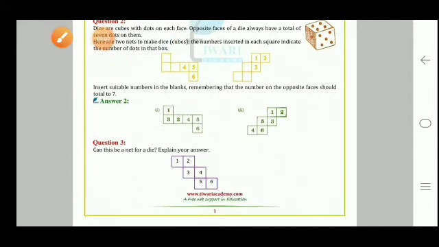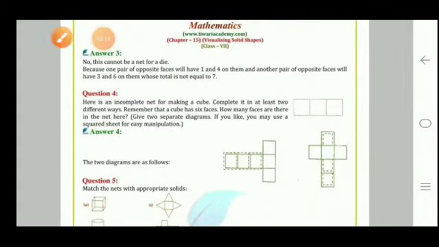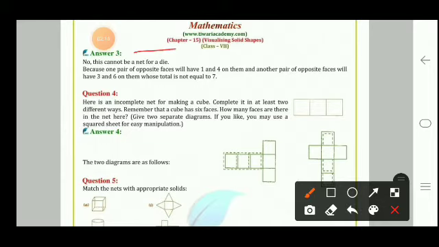Then moving to question number 3: can this be a net for a die? Explain your answer. The answer is no. The reason is that this cannot be a net for a die because one pair of opposite faces will have 1 and 4 on them, and the other pair of opposite faces will have 3 and 6 on them, whose total is not equal to 7. So the condition for making a die is that the sum of the dots on opposite faces should be 7.